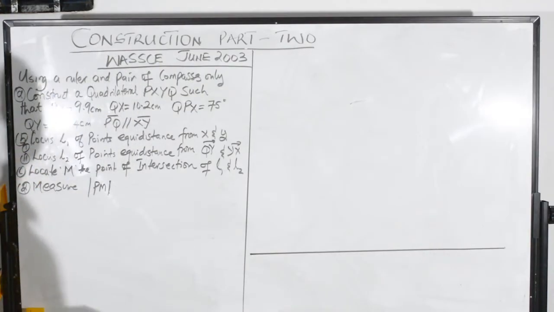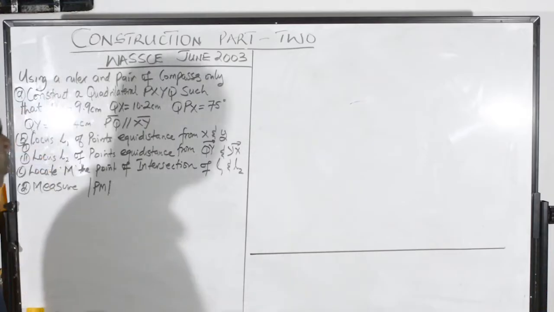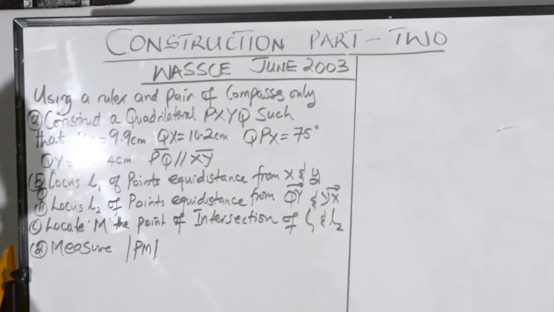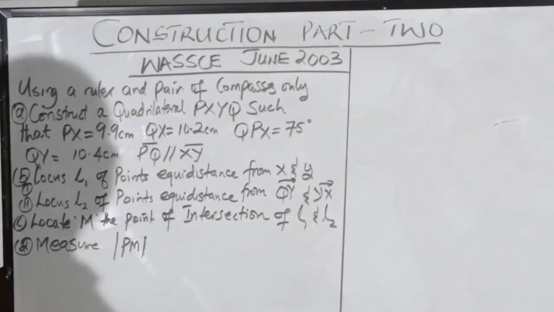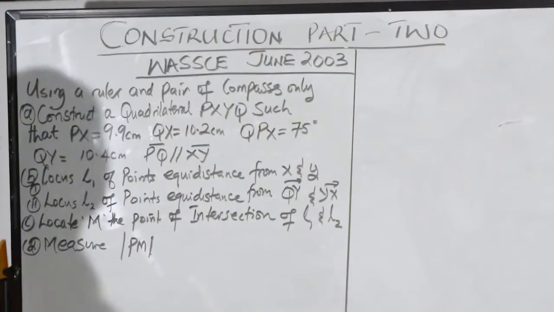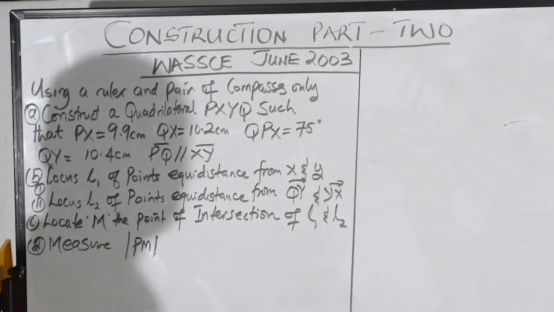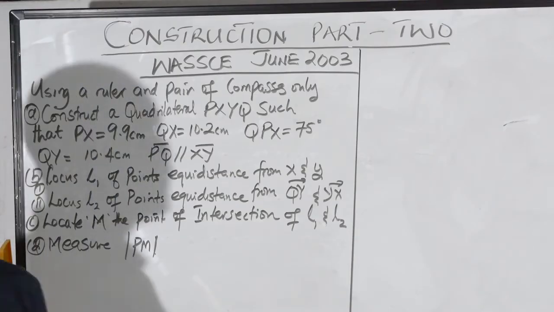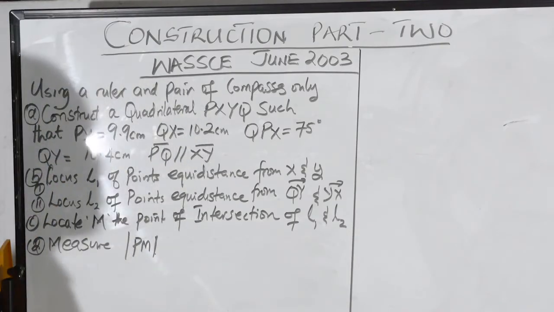So I read the question. The question says that using a ruler and a pair of compasses only, construct a quadrilateral. The first example was to construct a triangle. We've done that. Now we want to construct a quadrilateral such that PX is 9.9 centimeters, QX is 10.2 centimeters, and angle QPX is 75 degrees, and QY is 10.4 centimeters, and line PQ is parallel to line XY. Part B says construct a locus L1 of points equidistant from X and Y, and locus L2 of points equidistant from QY and YX. Then locate M, the point of intersection of L1 and L2, and measure PM.